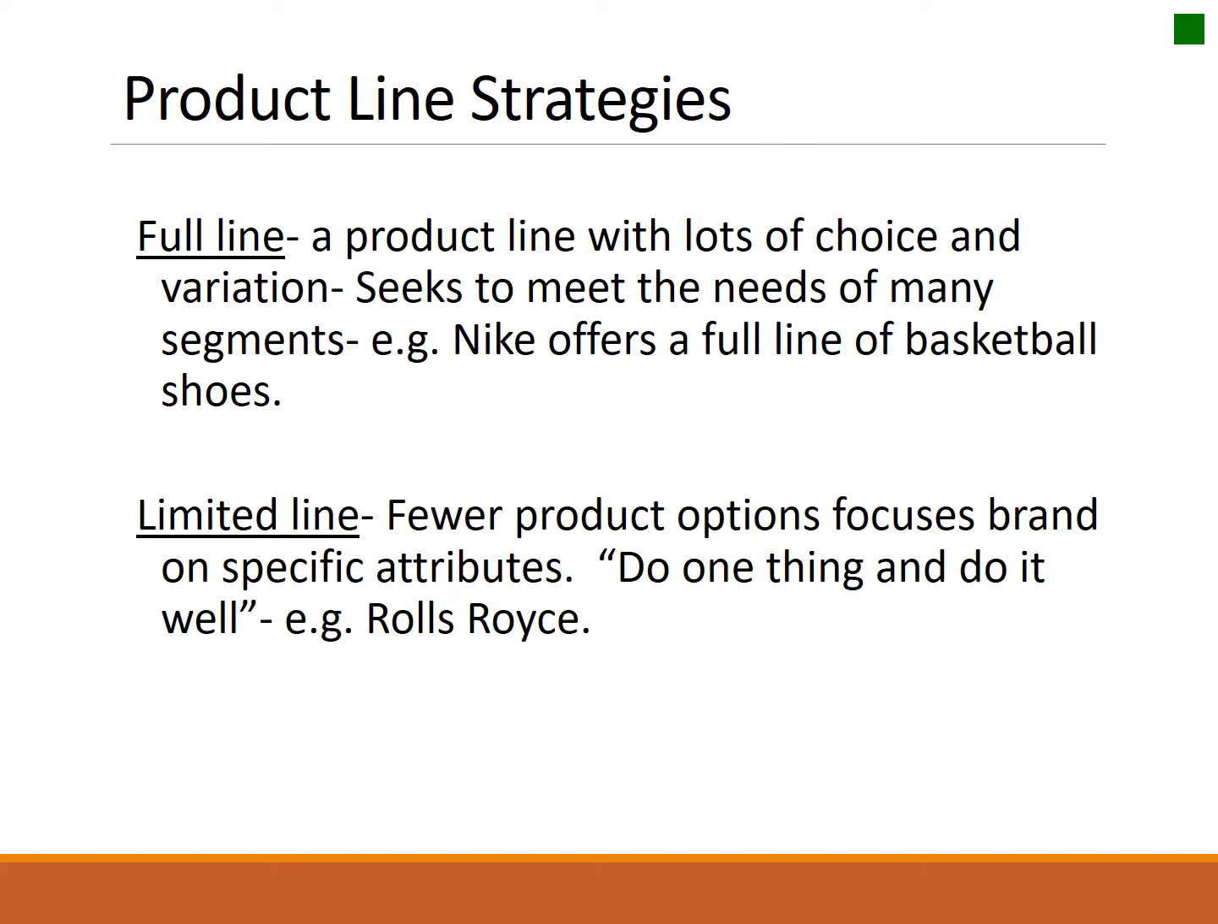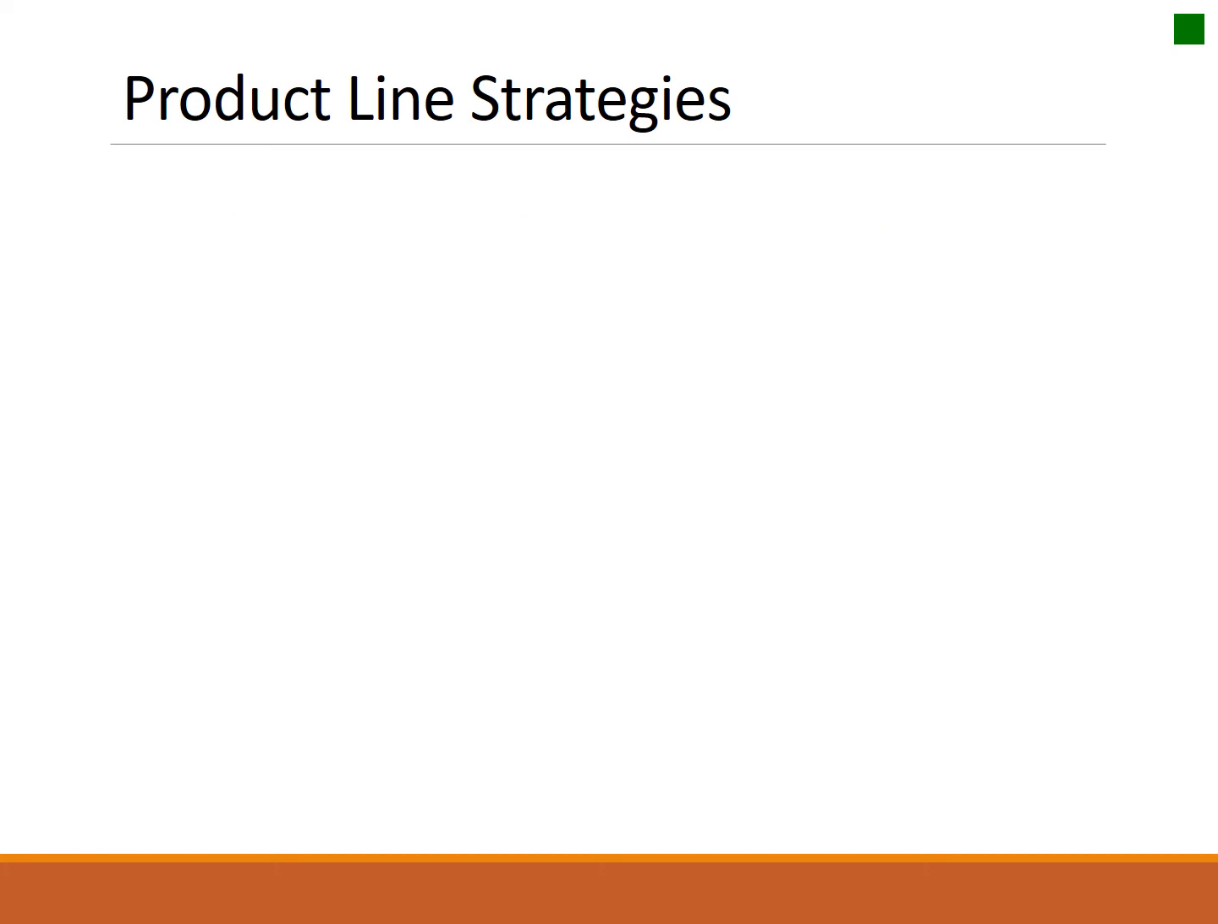A limited line would be one where we only offer a couple versions of our product. And this is important that we think about, like when we're first launching a product. If you're very first launching a product, we often only have like 1 or 2 versions of it until the product takes off and our volume increases and so forth. So the limited line is the opposite of a full line approach.